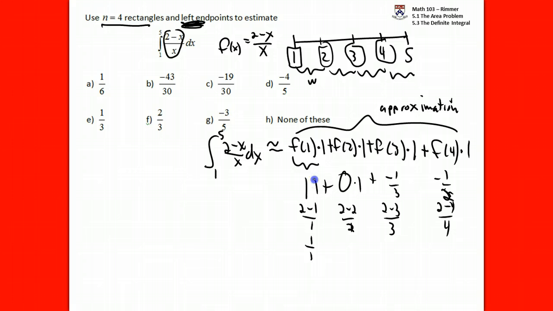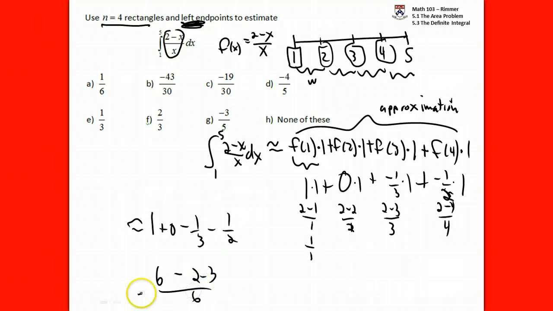All right, what are you supposed to do with these guys? Times them by 1. Really not doing anything there. Add them up. So we're getting a 1 plus nothing minus 1/3 minus 1/2. So it's reasonable by hand. Okay. Make it all over 6. 6 minus 2 minus 3 all over 6. We're saying that the area is approximately 1/6.